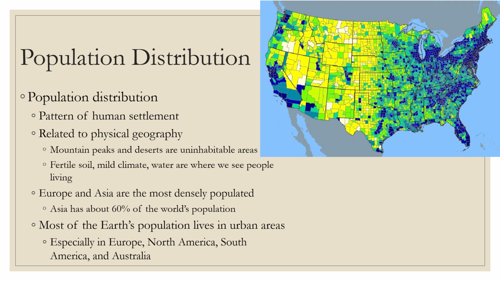If we look at the world, we see that the continents of Europe and Asia are the most densely populated, meaning that there are a lot of people packed into a small area. And Asia has 60% of all of the population in the world just within that continent. And most people are going to live in urban areas. Urban is just another word for a town or a city. And we really see this in Europe, North America, South America, and Australia.